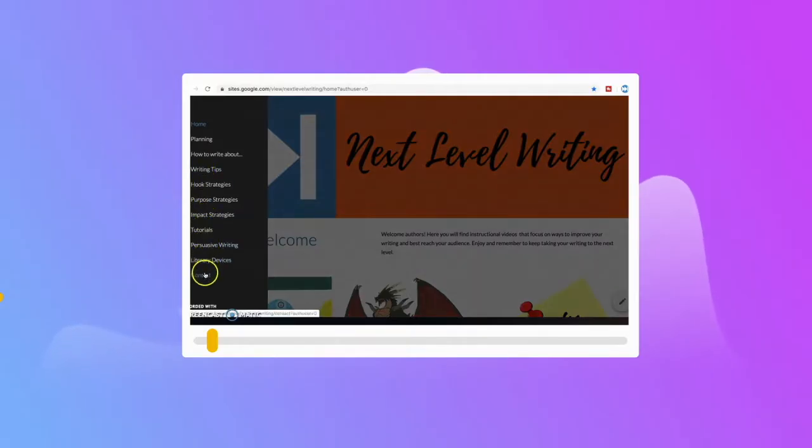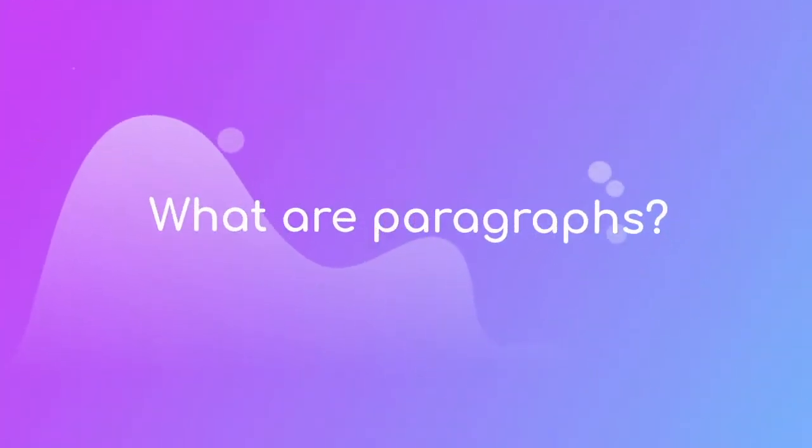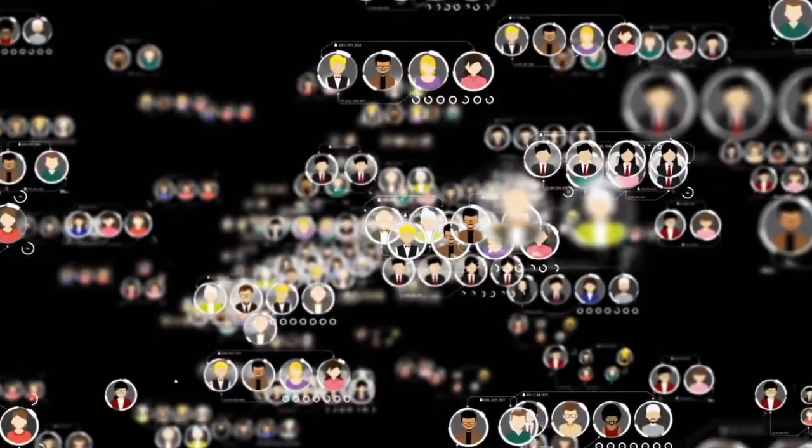Now, it is time to focus on paragraphs. First, what are paragraphs? Paragraphs are a group of sentences that focus on an idea or subject. They are useful because they guide the reader through the ideas presented by the author. Paragraphs are separated by placing a line between them.